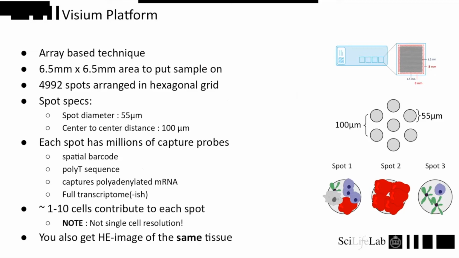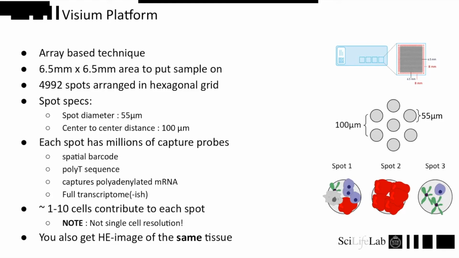This is an array-based technique. It has a 6.5 millimeter by 6.5 millimeter area that you put your tissue sample on. In this area, you have about 5,000 spots, 4,992, arranged in a hexagonal grid. The spots are 55 micrometers in diameter, and the center-to-center distance is 100 micrometers. Each spot has millions of capture probes, and that's about as specific as I can get, because 10x won't disclose how many millions.